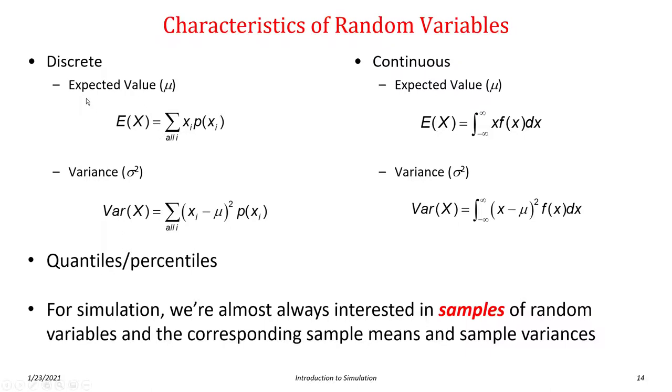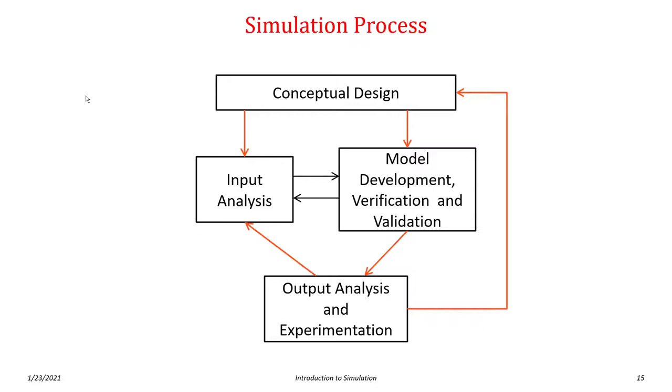So the basic simulation process consists of these four steps. We have something called conceptual design, where I'm understanding the system and trying to decide on the abstraction and so on, and I'm sort of mapping that to my simulation. I have input analysis, where I'm trying to understand the input components of the model. So again, back to our food truck example, I'm going to observe customer arrivals, and from those observations, I'm trying to characterize the random variables and then create a computer model of that.